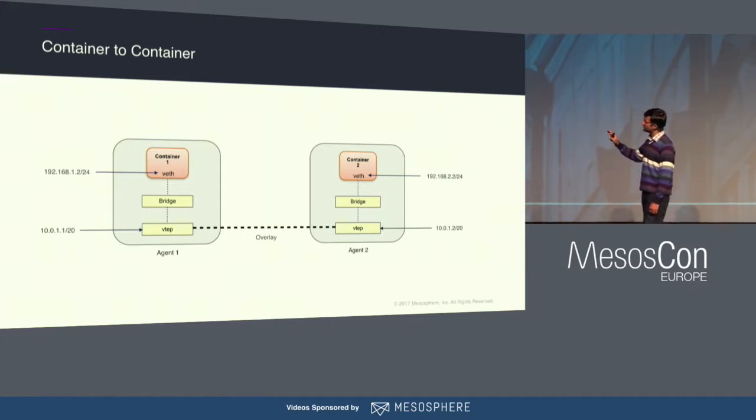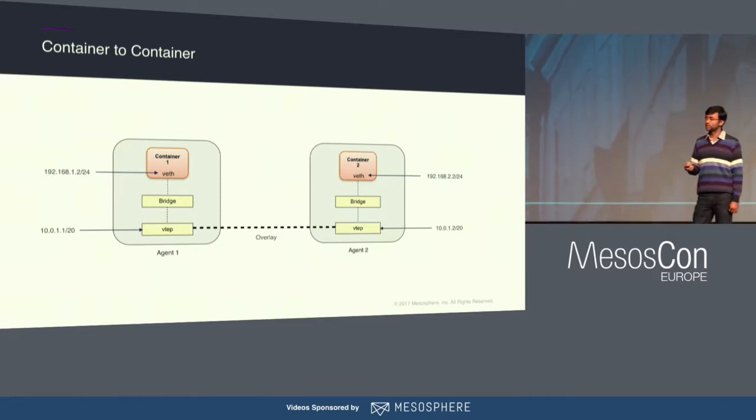So then if container one wants to talk to container two, the way it happens is container one will form a packet with the destination of container two's IP address. It will send that to something called a VTAP interface, which is running in the host. The VTAP interface will create this encapsulation and send it to a neighboring VTAP. The neighboring VTAP will decapsulate this packet and send it to container two. So that's why this IP per container is achieved through an overlay.